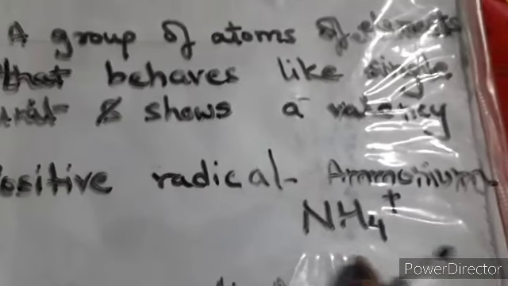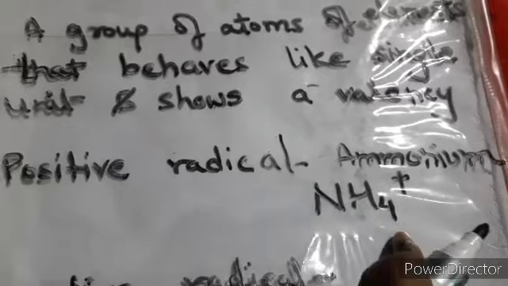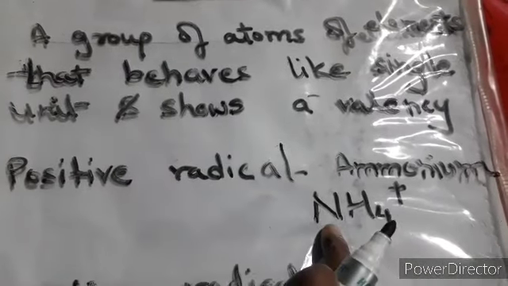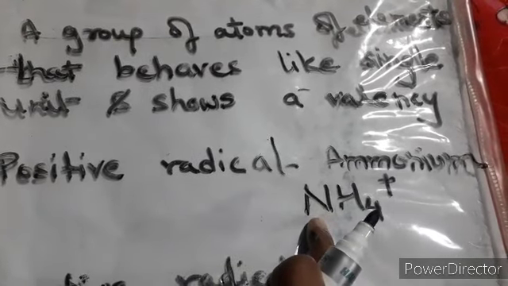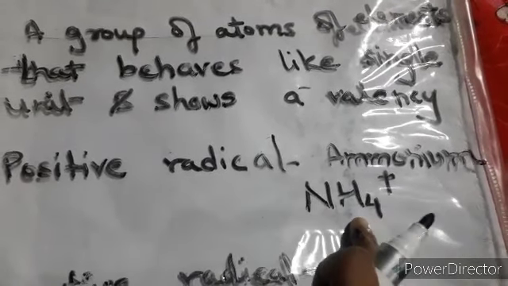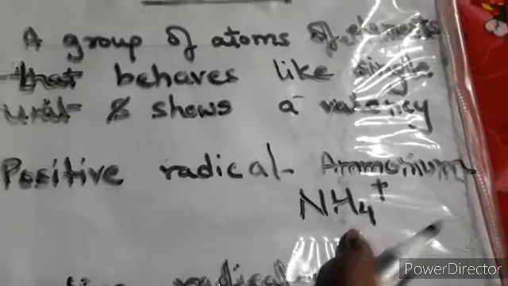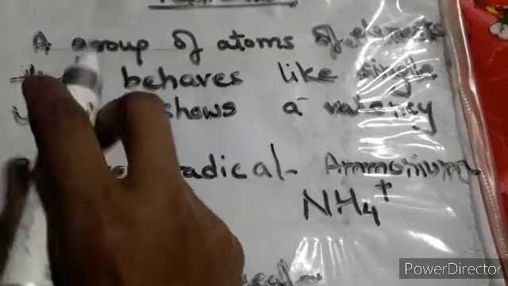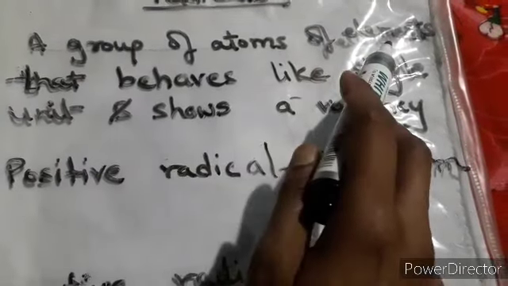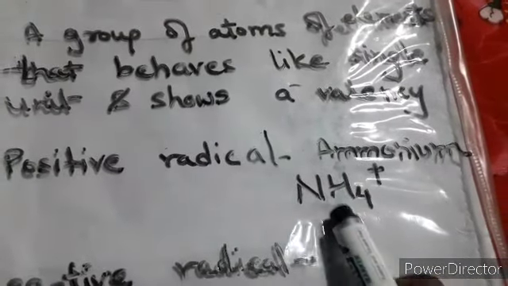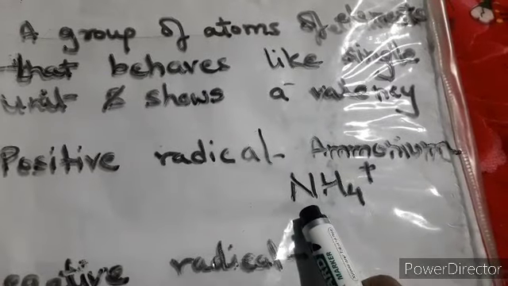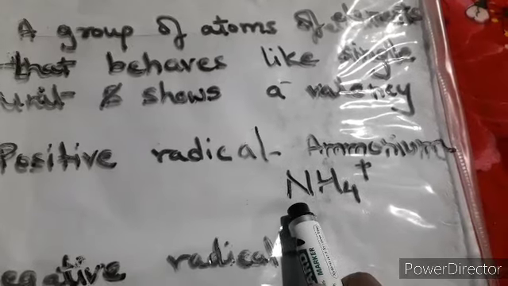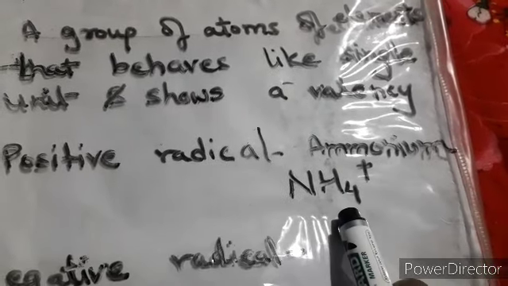Now why is it a radical? Because it is made up of a group of atoms. Now you can understand the group of atoms of different elements. There is one atom of nitrogen, and over here there are four atoms of hydrogen, so that's why it is a radical, because the definition says a group of atoms of elements. So over here we have two elements, one is nitrogen, the other is hydrogen. And how many atoms are there? One atom of nitrogen, four atoms of hydrogen.